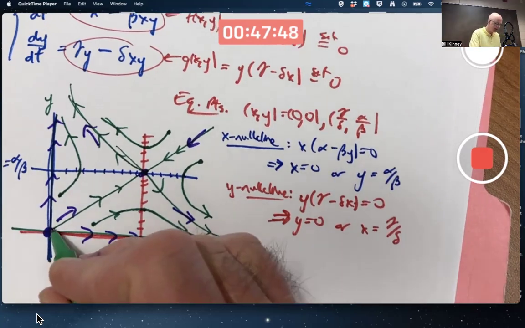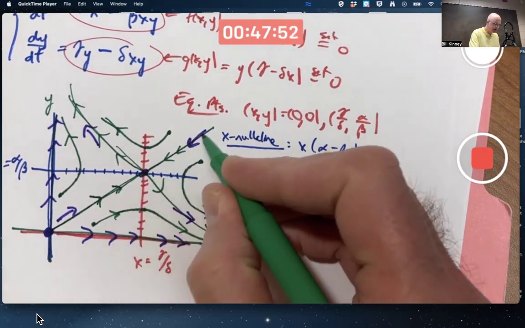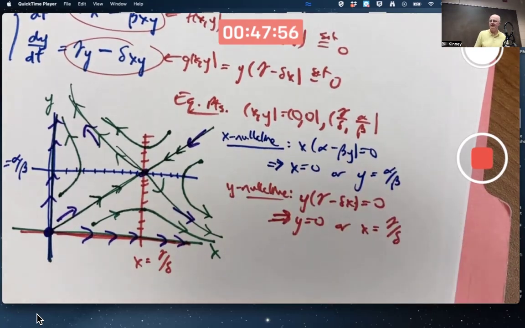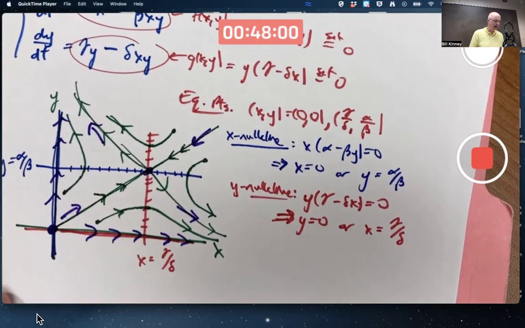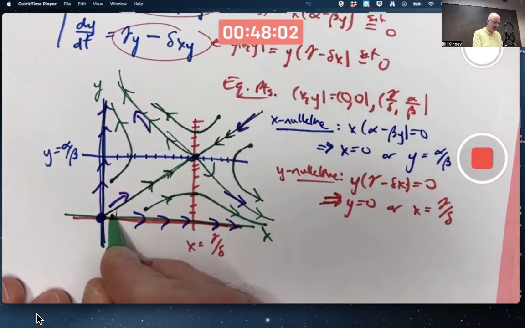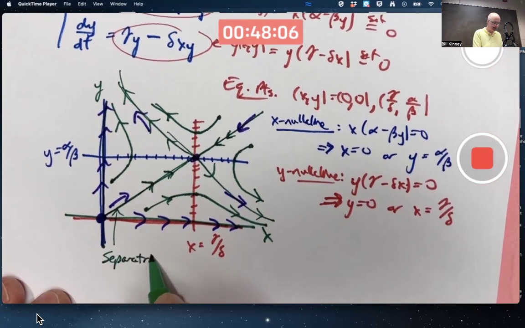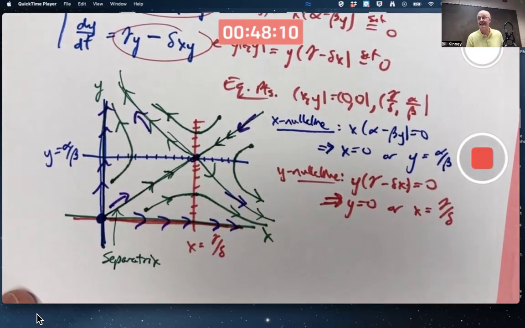And this solution curve that may be a straight line, though in general it's not a straight line, separates the plane into two different kinds of behaviors. And because of that, it's called a separatrix. I love that word. Separatrix. Actually, the two of them together are called separatrices.